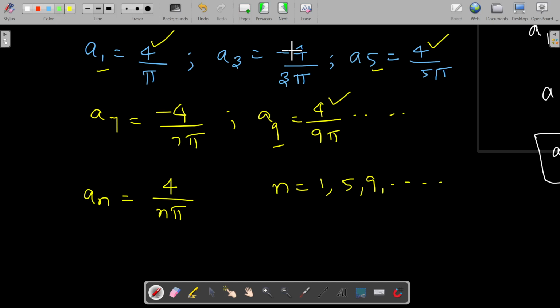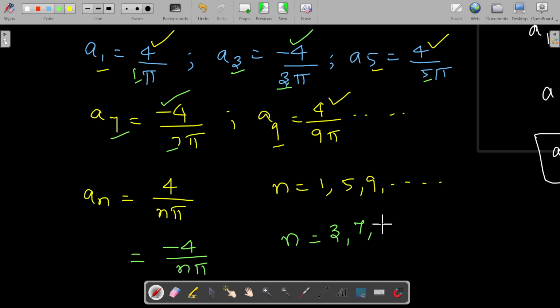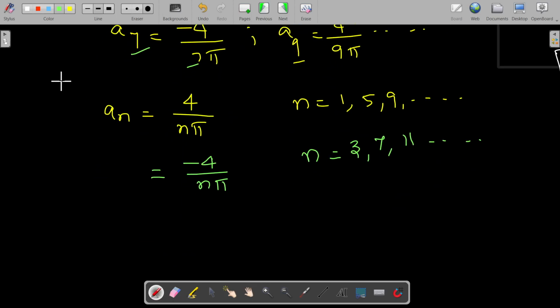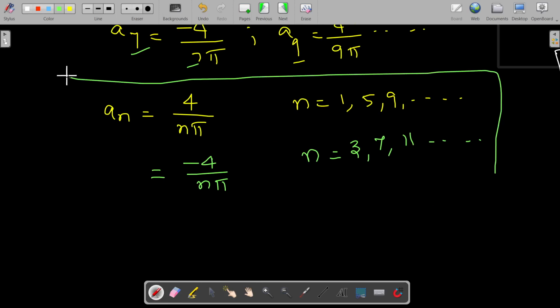And when you look at this, a3 value will be minus 4 by 3 pi. So here you have this 3 and 3. Similarly, you can refer this is 1, right? 5, 5, 7, 7, like that it comes. Okay. So it is minus 4 by 3 pi. Then when you refer this, a7 is equal to minus 4 by 7 pi. So this is equal to minus 4 by n pi, when n is equal to 3 comma then 7 comma this 11, like that it goes. Okay, so this is the answer for this an, the coefficient an.